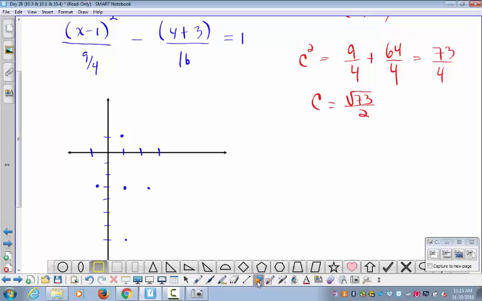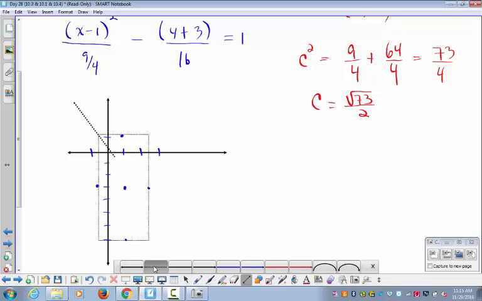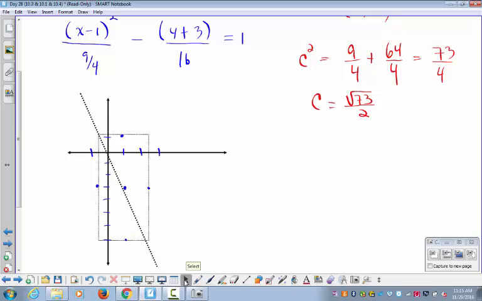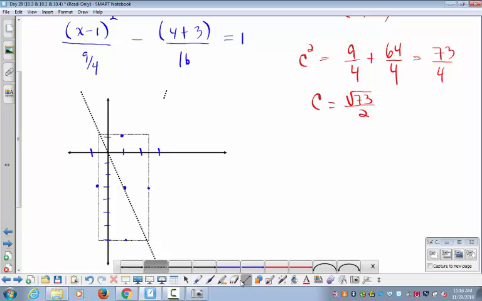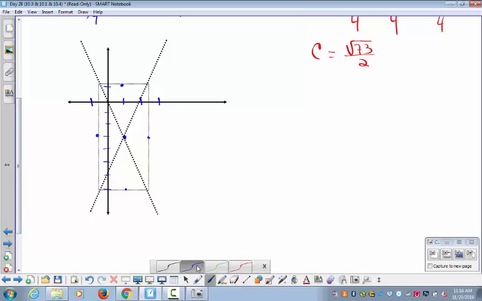This will allow us to build our fundamental rectangle. So it's kind of like that. And then, does this open horizontally or vertically? Horizontally, because the x's are first. So let's get these guys to our diagonals. And since x's are first, yeah, a nice flat hyperbola.